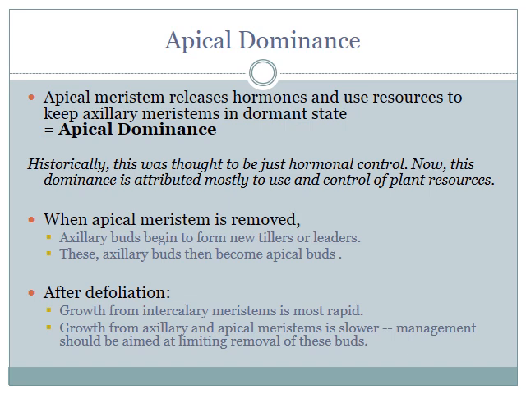If you remove that apical meristem, the axillary buds can be activated and form new tillers and leaders. So again, tillers in grasses, leaders in shrubs and forbs, new stems. The axillary buds then turn into apical buds, so they then start to have dominance over axillary buds that are below them in the stem. After defoliation, then, the growth of intercalary meristems can be quite rapid, but the growth from the axillary and the apical buds, though it's slower, is really much more important in terms of how it leads to more growth in the plant.